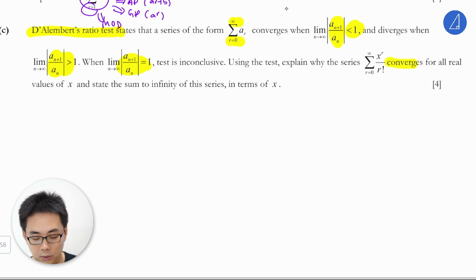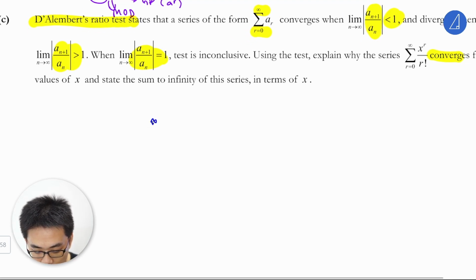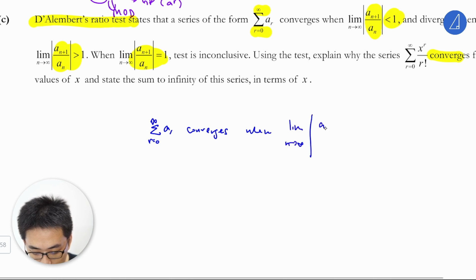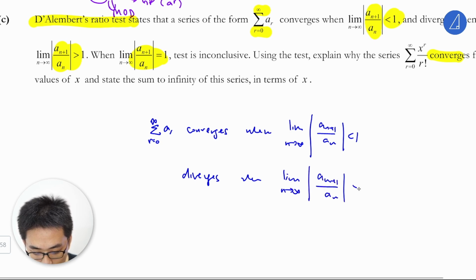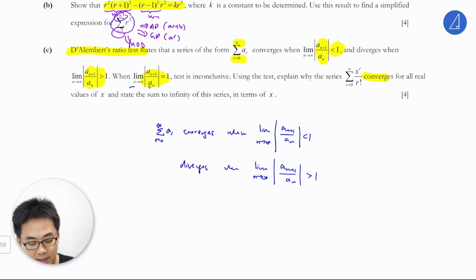So essentially, you need to show that the series converges when the limit as n goes to infinity of a_(n+1) over a_n is less than 1, then diverges when the limit as n goes to infinity of a_(n+1) over a_n is more than 1, then inconclusive when it equals 1. So that's pretty much it. We just want to show this. The whole thing in front, you just need to show this only. That's all. Okay, now let's try to understand this.